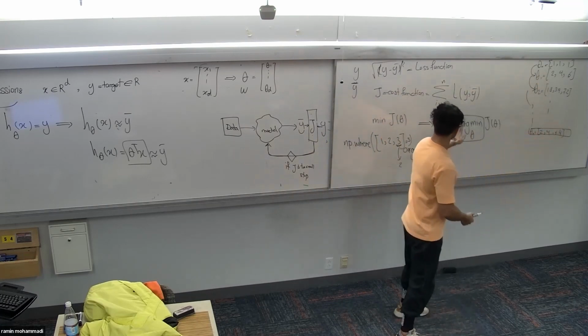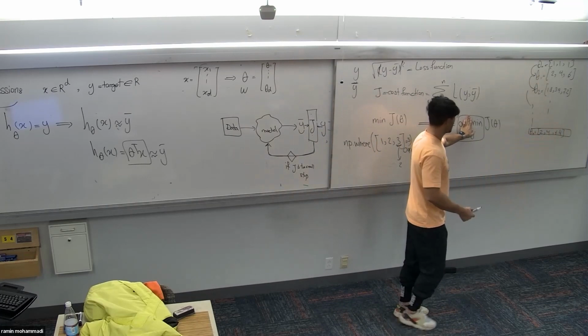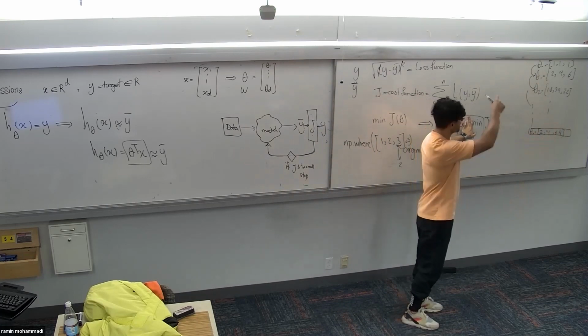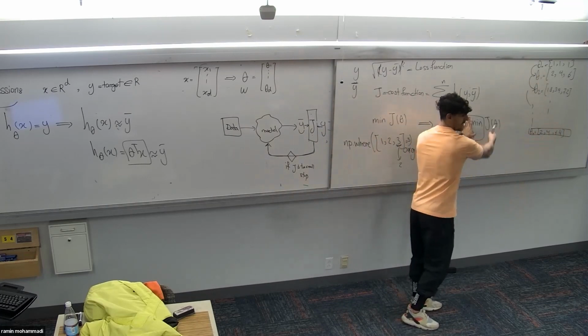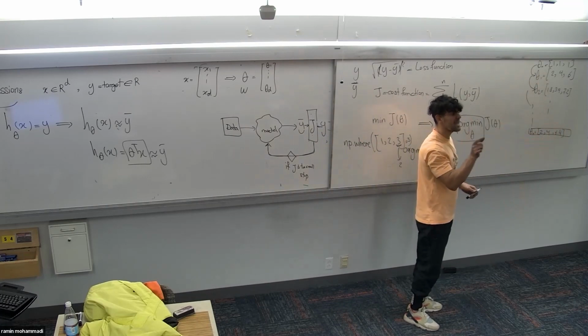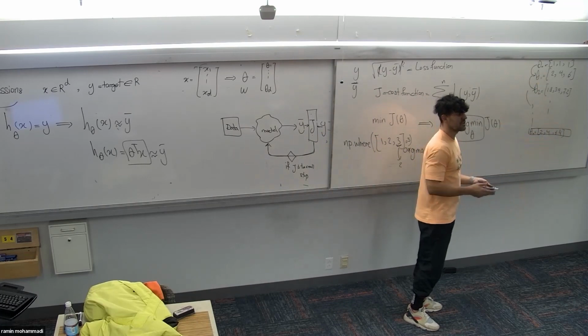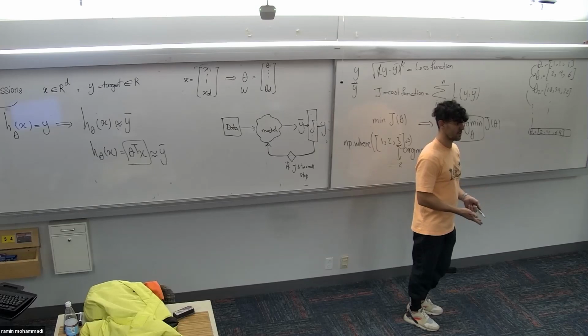If you use min, it only replaces all these thetas back into the function, and it only gives you the minimum error. Like your minimum error is 22, but it doesn't tell you what your theta is. Which theta gives you the minimum error? That's the argument.